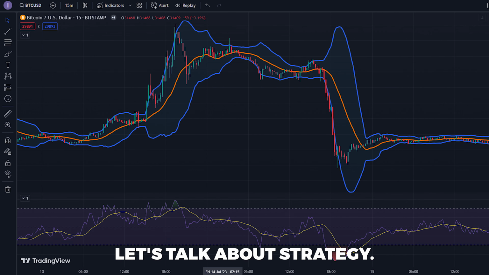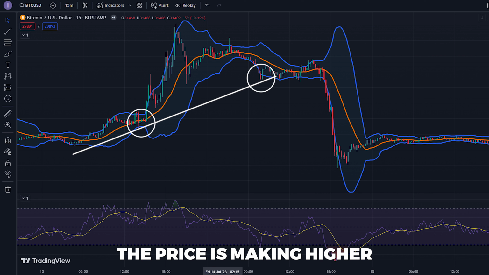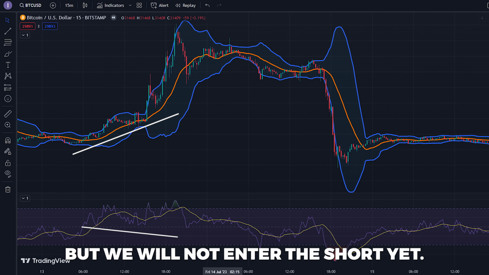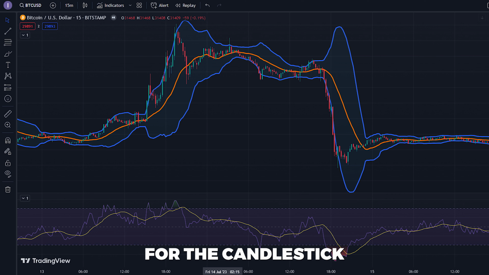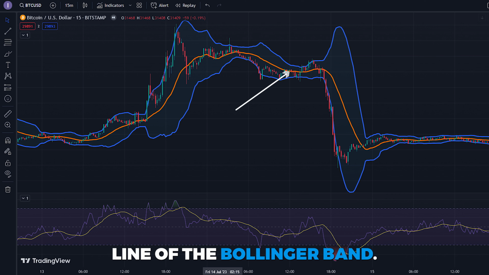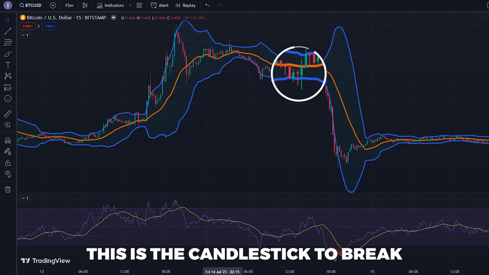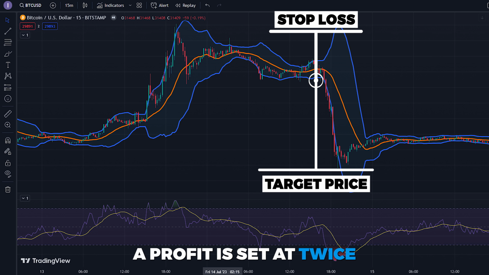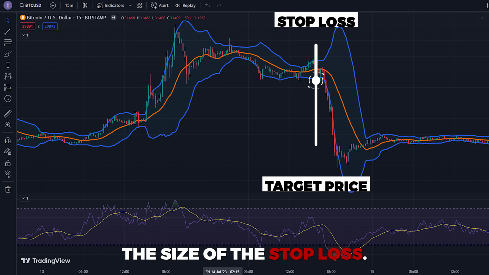Let's talk about strategy. The first step in the strategy is to find the divergence. If you look at this chart, the price is making higher highs and RSI is making lower highs, but we will not enter the short yet. Instead, we will wait for the candlestick to break below the center line of the Bollinger Band. This is the candlestick to break below the center line. The target price to realize a profit is set at twice the size of the stop loss.